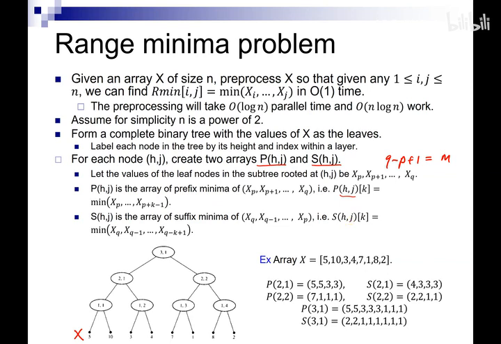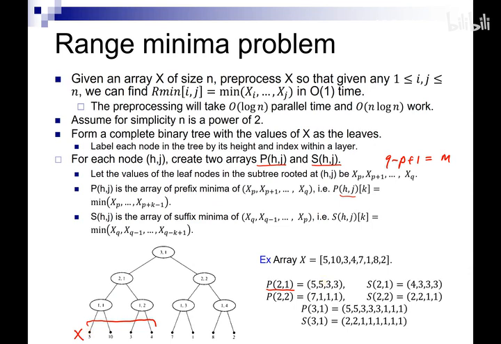So now let's do some examples just to make this clear. Let's look at the P array for node 2, 1. For node 2, 1, we're considering this portion of X, because this is the set of X values in the subtree starting from node 2, 1. Now, in order to form the P array, the first value in the P array, this 5, just comes from taking this value over here, the 5.